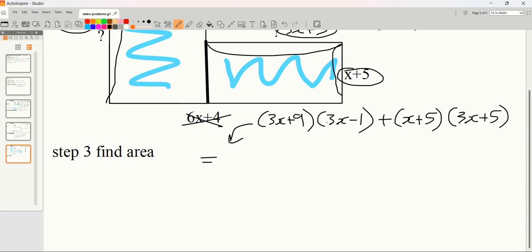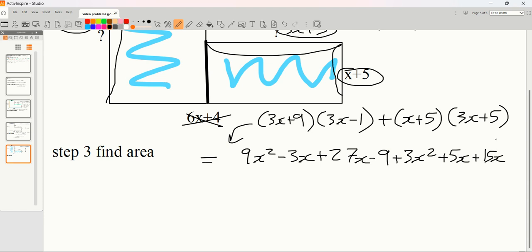We start first times first. 3x times 3x is 9x squared. 3x times minus 1 is minus 3x. 9 times 3x is 27x. 9 times minus 1 is a minus 9. For the next one, the same procedure is going to happen as well. We put a plus right here. We do x times 3x, which is 3x squared. Then x times 5, which is 5x. 5 times 3x is 15x, and 5 times 5 is a 25.